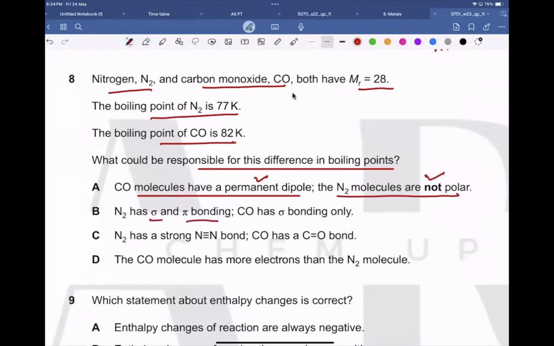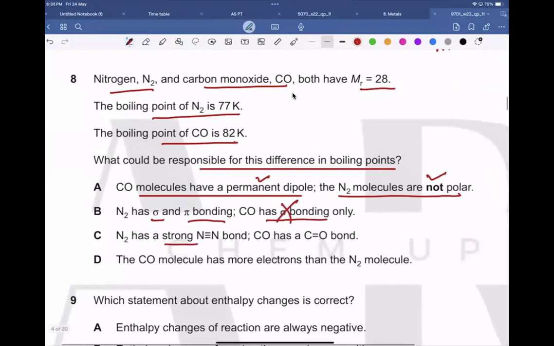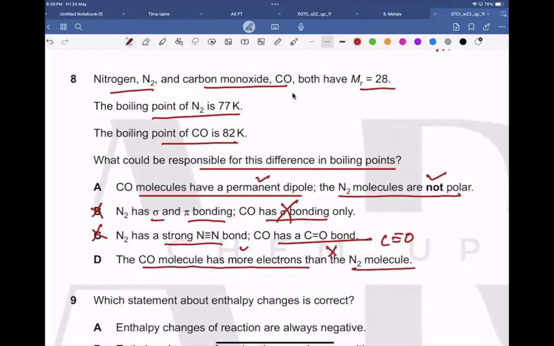Nitrogen has sigma and pi bonding. Carbon monoxide has sigma bonding only. So that's completely wrong. Both have a triple bond, right? Nitrogen has a strong triple bond. Carbon monoxide has a double bond. No, wrong. Carbon monoxide also has a triple bond. So B is wrong. C is wrong. The carbon monoxide molecule has more electrons than the nitrogen molecule. No, if you count, they both are isoelectronic. They both have the same number of electrons in them. So D is wrong as well.